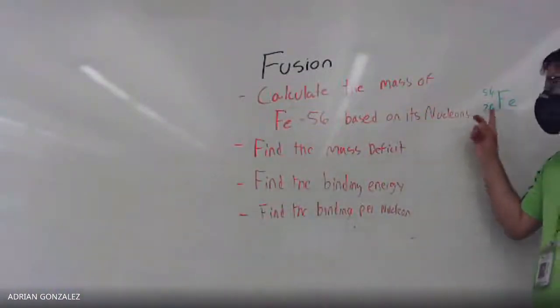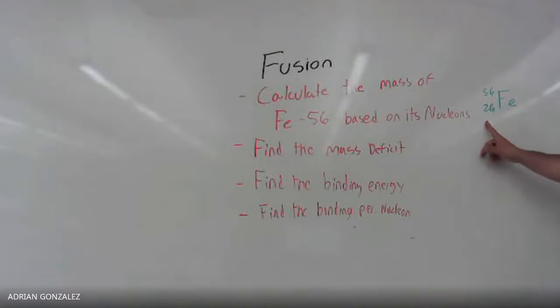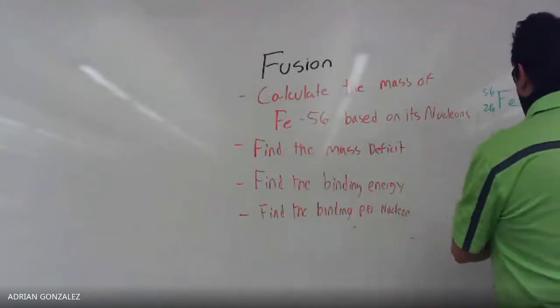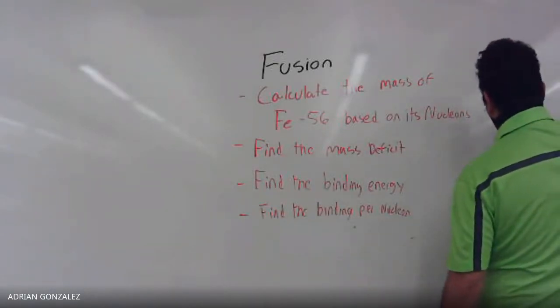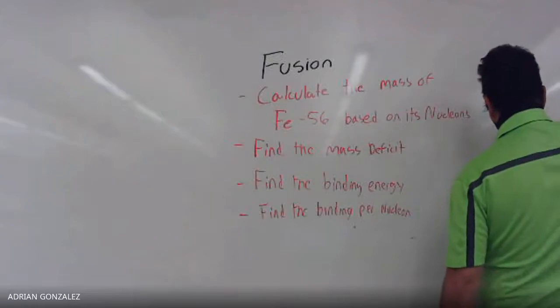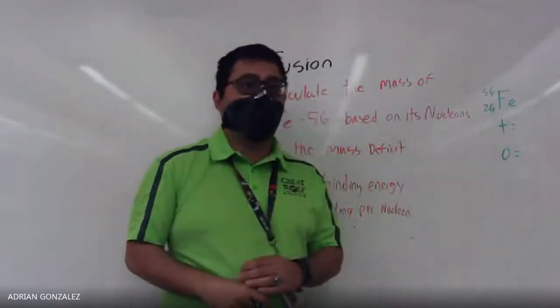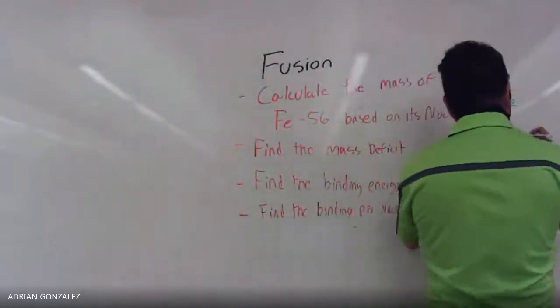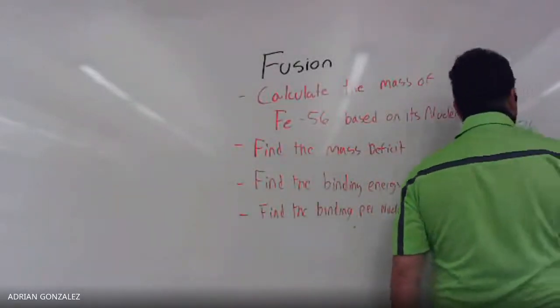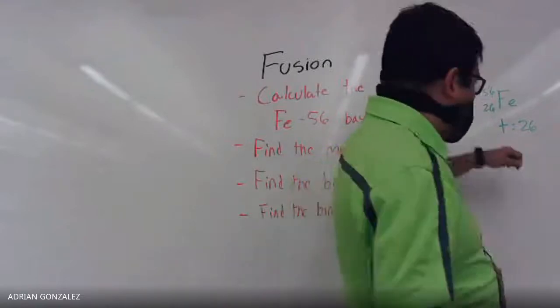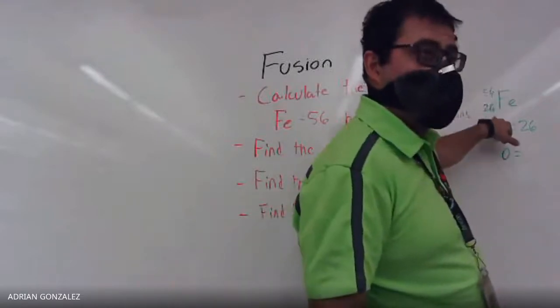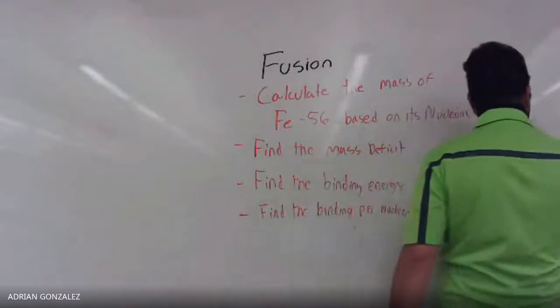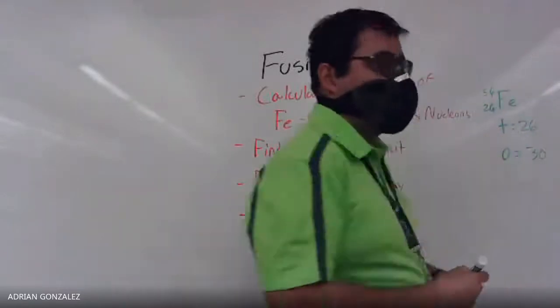Okay, so atomic number is 26, right? The atomic weight, or the universal mass units, is 56, yes? So, how many protons do we have? How many neutrons do we have? How many protons? 26. The atomic number tells you the number of protons. How many neutrons do we have? 30. You do atomic weight minus atomic number. That gives you that.